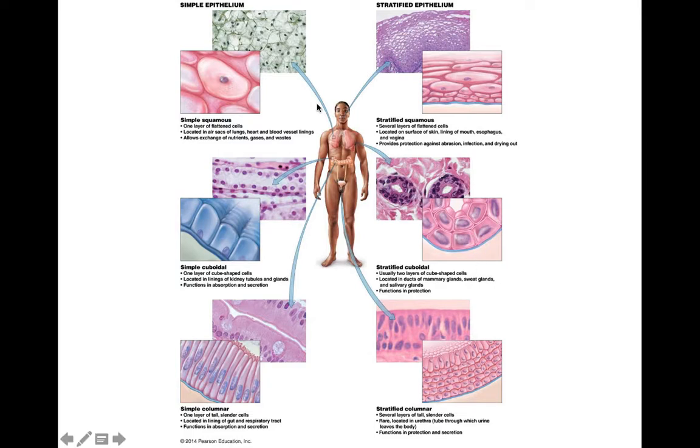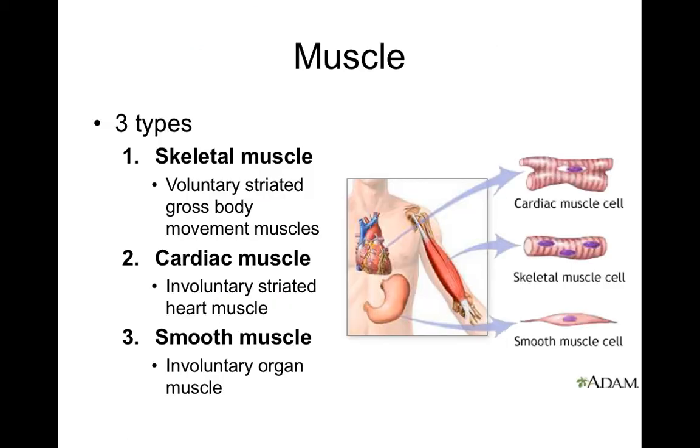And here you can see the place that all these occur. Simple epithelium, simple squamous, it's a flattened layer of cells in the lungs, in the alveoli, on the skin. You can see simple cuboidal in the kidneys. Again, over here, we have stratified squamous, and then stratified cuboidal down here in the mammary glands. We have simple columnar in the gut and respiratory tract, and then stratified columnar in the urethra, and that's the tube through which urine leaves the body.